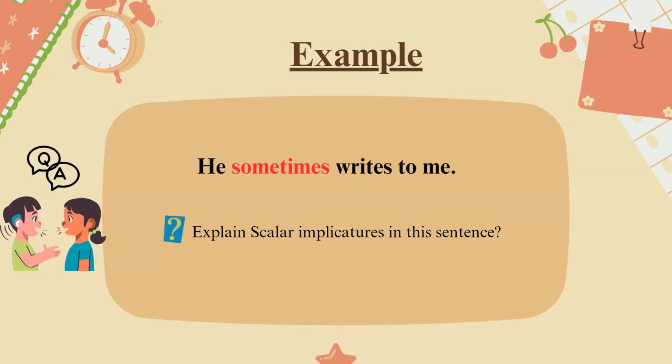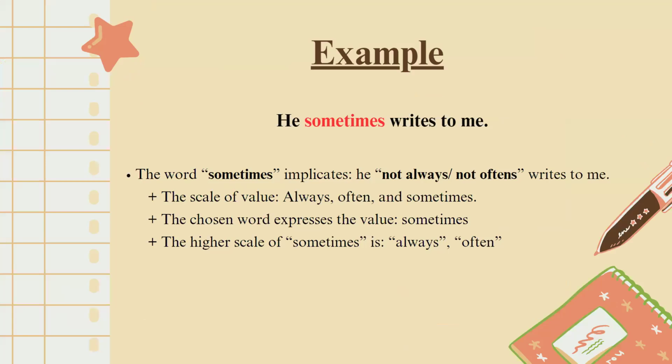Moving on to another example: he sometimes writes to me. We will explain scalar implicature in this sentence. The word sometimes implicates that he does not always, not often, write to me. The scale of values is always, often, and sometimes. The speaker would express this value, sometimes. The higher values on the scale than sometimes are always and often.